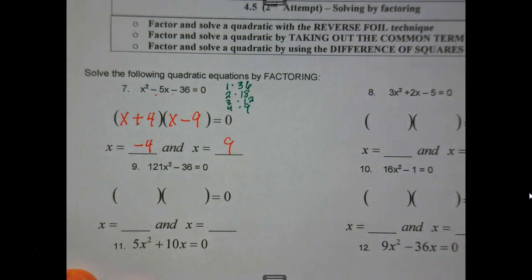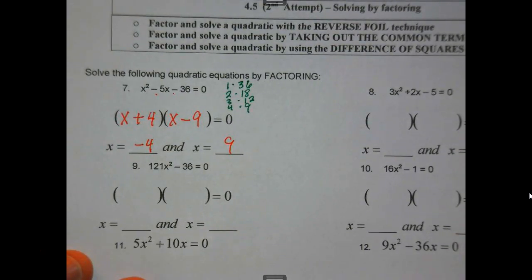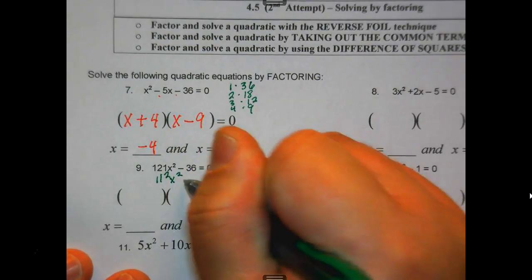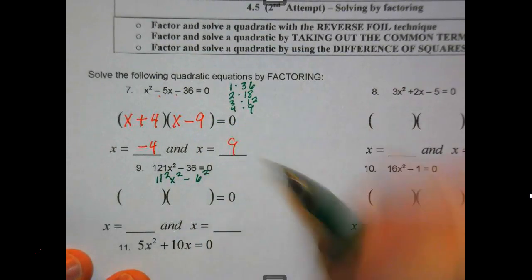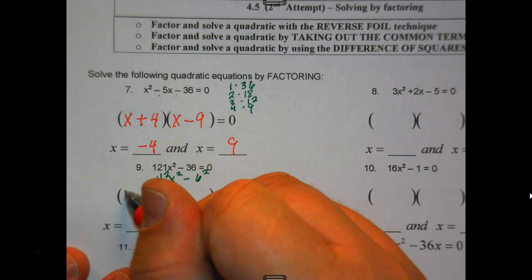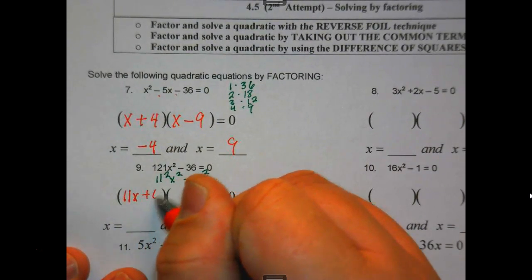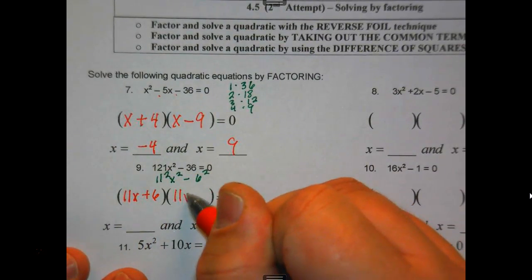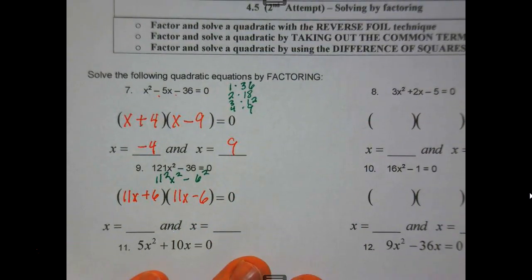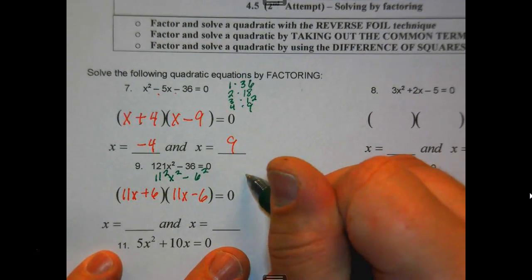What about number 9? This one's easy too. Why is it easy? Difference of squares. I know where you're going. This is 11 squared x squared minus 6 squared. So put the base in there. I have 11x plus 6, 11x minus 6. Now this one you might have to do off some side work here. Set each one of these equal to 0.